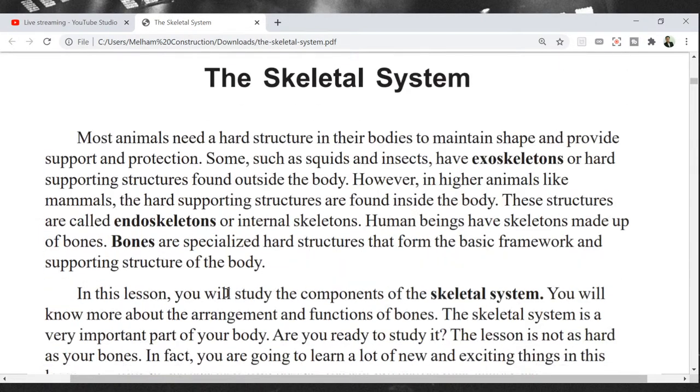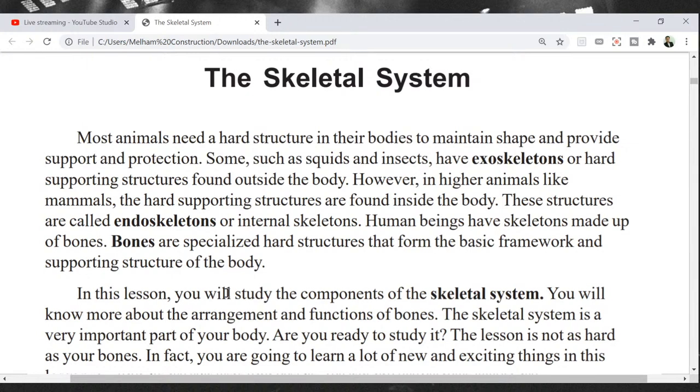Skeletal system. Most animals need a hard structure in their bodies. Diba? Merong dalawang uri na diniscuss natin dati. Merong mga walang backbone, merong may backbone. So, dun tayo sa may mga backbone. To maintain the shape and provide support and protection, kailangan ng hard structure ng isang animal. Kasama tayo. Some such as squid and insects have exoskeletons or hard supporting structure found outside the body. Even the pagong, matigas yung likod niya. So, yun yung skeletal niya.